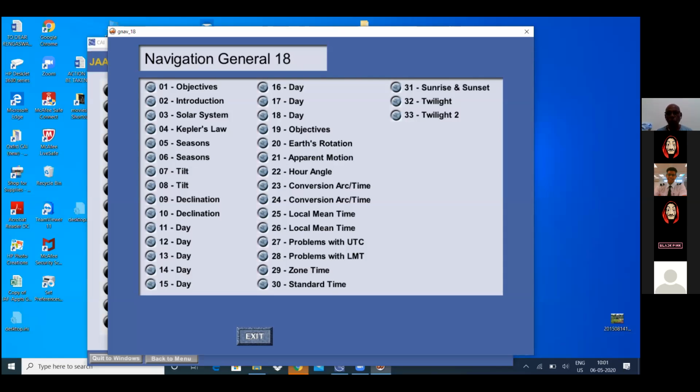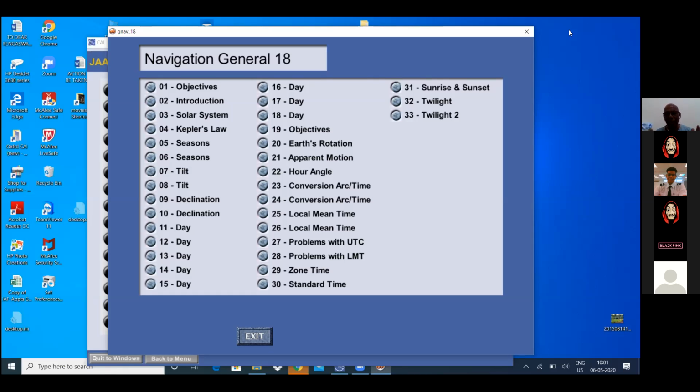Okay, so there are various definitions of twilight. There's something called civil twilight, and twilight which is outside the civil twilight. Twilight, we know, is the time after sunset and before sunrise.